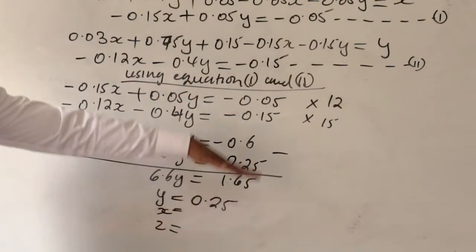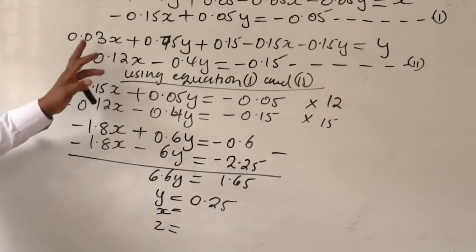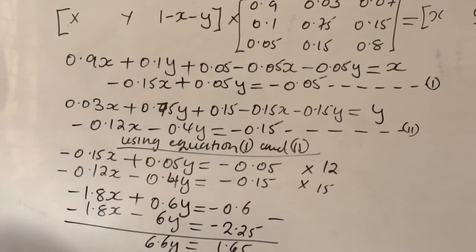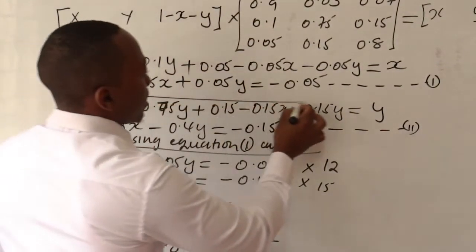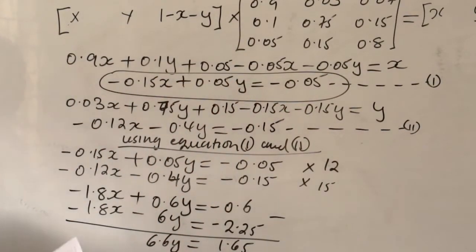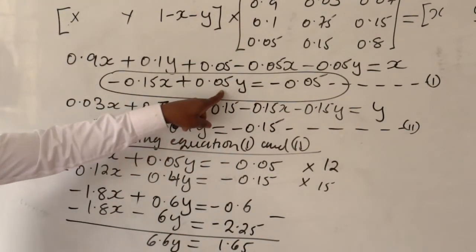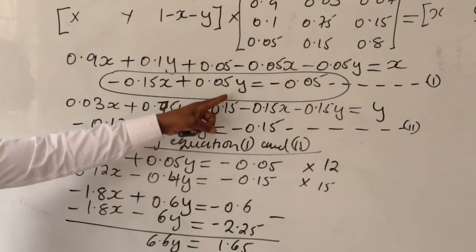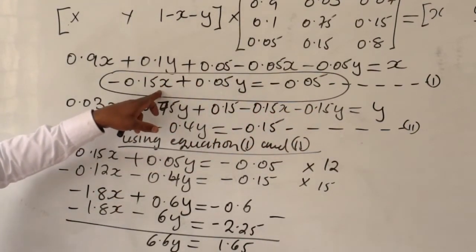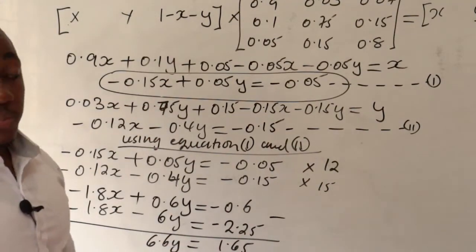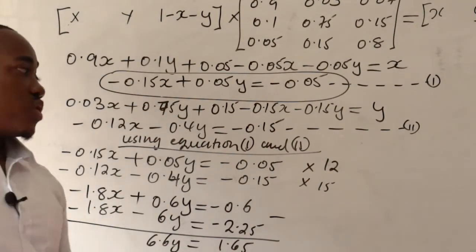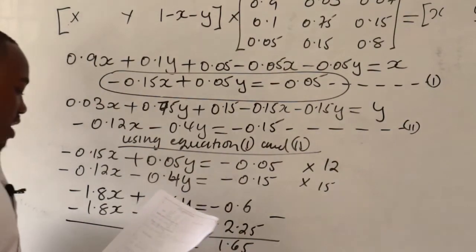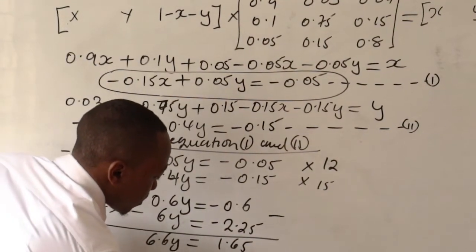Now let's go to any of the equations, for example, equation number 1. Let's use this. We substitute, because we already have y is 0.25. Substituting y with 0.25, now you can get x. I know you know how to substitute. I've taught that one in our previous sessions. So our x is 0.42.